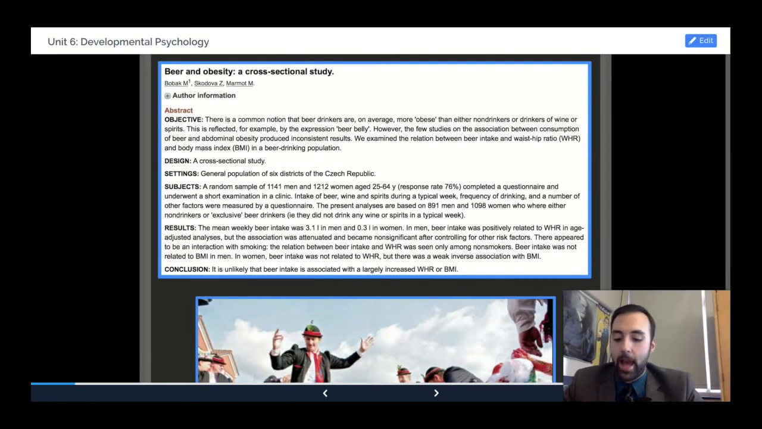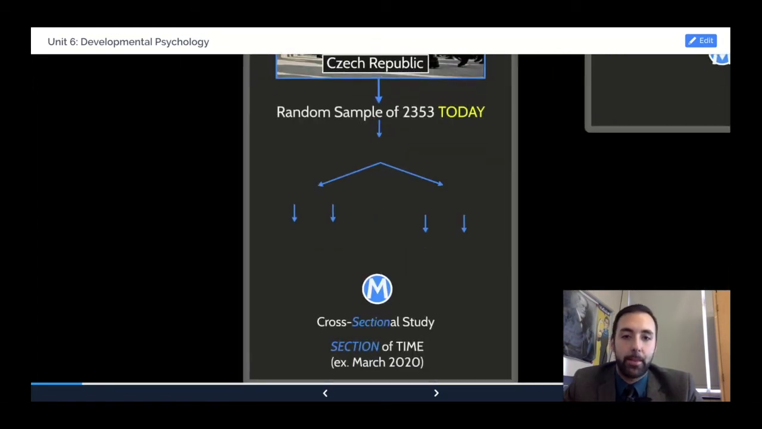This is an abstract and a screenshot of a study on beer and obesity, a cross-sectional study where different ages, men and women, were divided up. We're talking about the ages of 25 to 64, who answered a selection of questions and questionnaires, and now we can differentiate between each of these groupings. So, for example, let's say you had about 2,300 participants randomly selected. Then you can divide that up by gender.